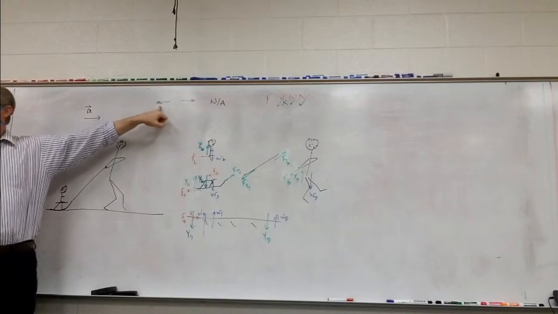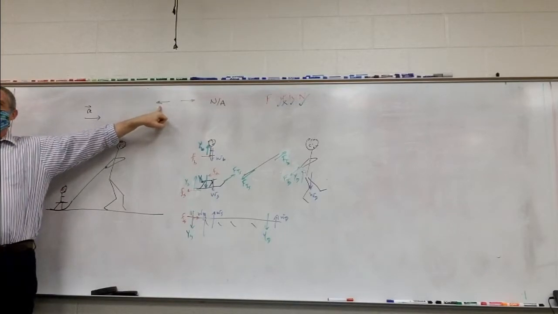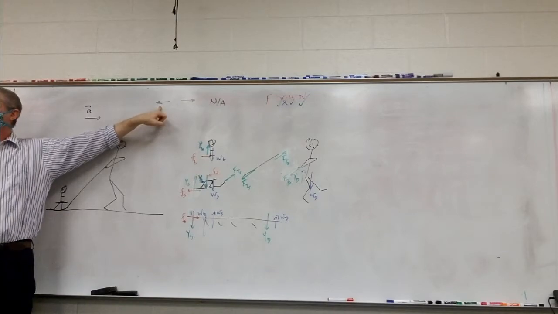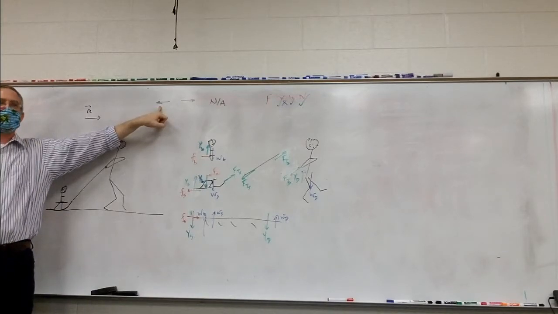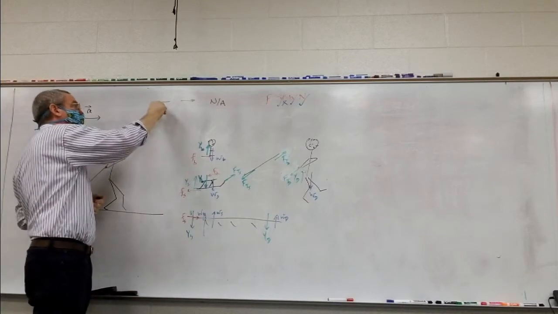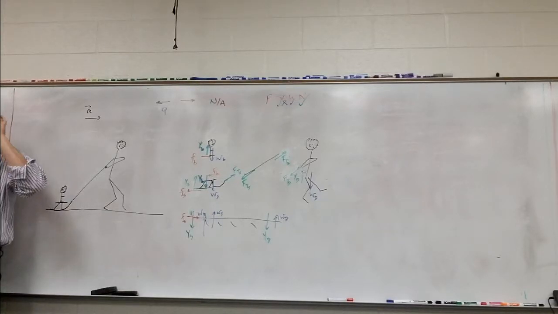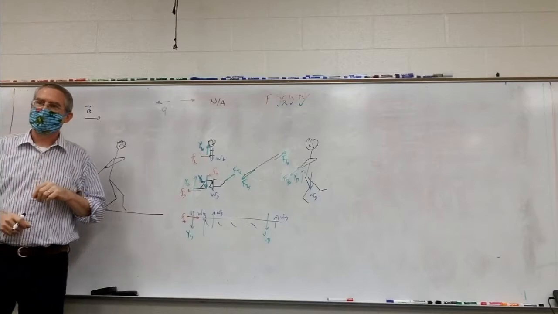Who says friction on Dad is to the left? All right, so we got 1, 2, 3, 4, 5, 6, 7, 8, 9. 9 saying to the left. Who says to the right? Who says there is no friction on Dad? I think, Naveen, you're the only one who didn't vote. There is no friction between Dad and the ground.